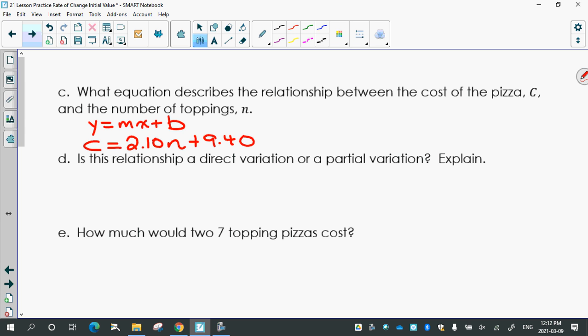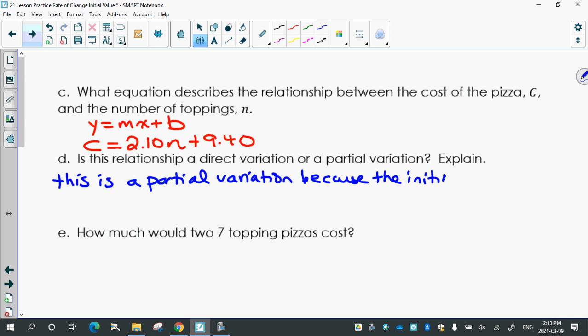Is this relationship a direct variation or a partial variation, and why? Logan? No. Partial because it starts at 9.40. Yes. Very good. This is a partial variation because the initial value is 9.40. I like how Millie added on not 0. She's showing I know it is, and I know why stuff is and why it isn't. Okay?